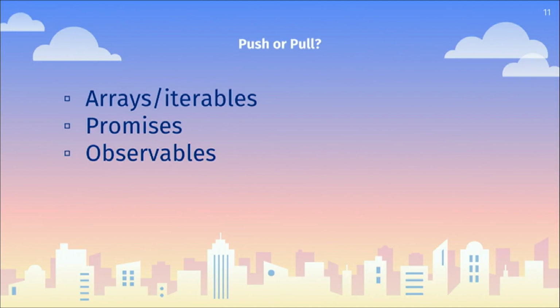So just to summarize on this push and pull mechanism, we have arrays and iterables. They have a pull mechanism. We ask data from it, and it gives it to us one at a time if it still has data. Promises, it pushes a single value to us eventually, whether it's an error state or a resolved state, but it's one value. And then we have observables that will push multiple values to us over time.